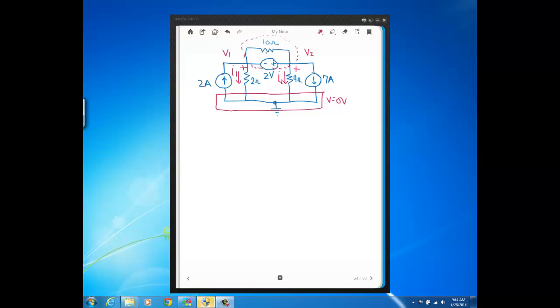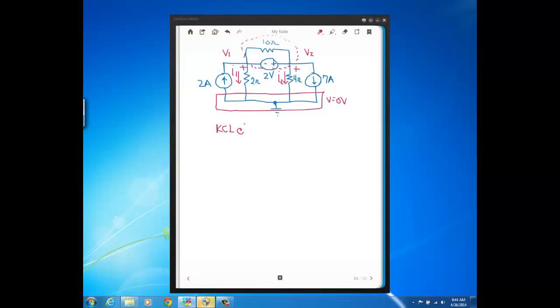When there's a resistor in parallel with the supernode, that resistor is part of the supernode. So we treat this voltage source and this 10 ohm resistor, for the purposes of writing a KCL equation, as a single node. We've got two unknown nodes, V1 and V2, but they're part of the supernode, so we're only going to have to write one KCL equation for this problem.